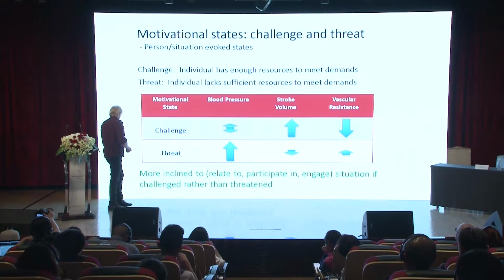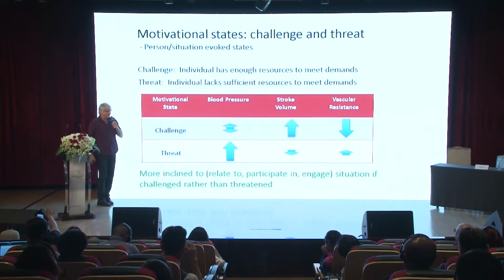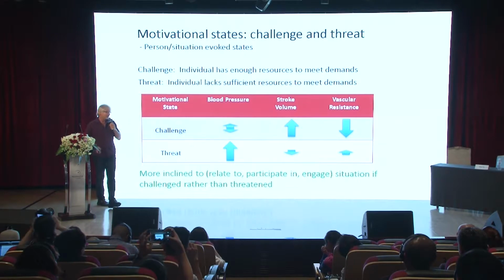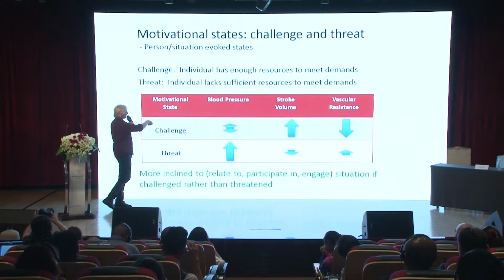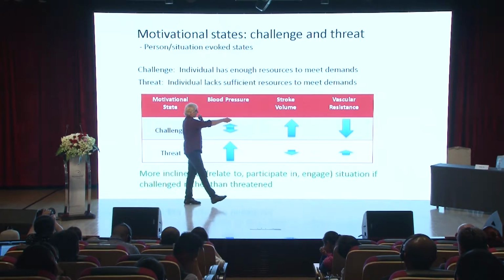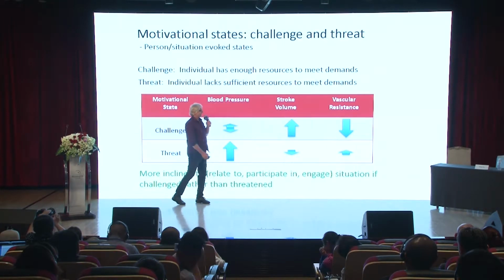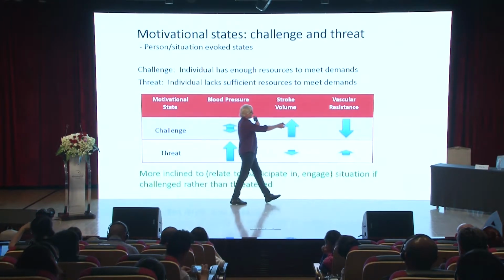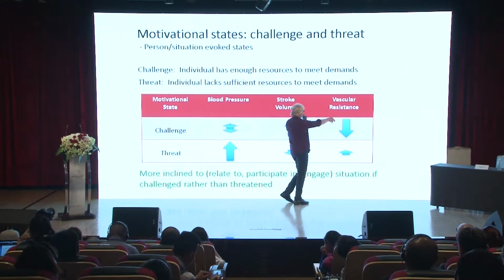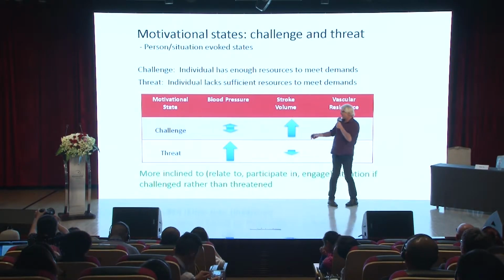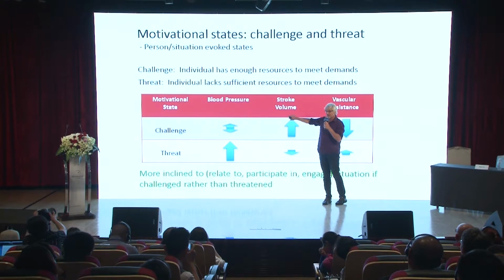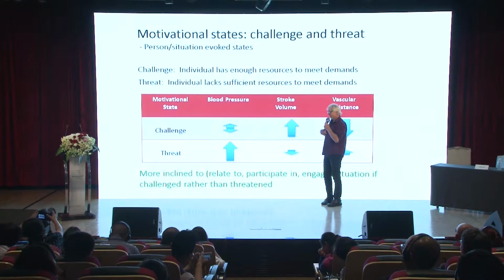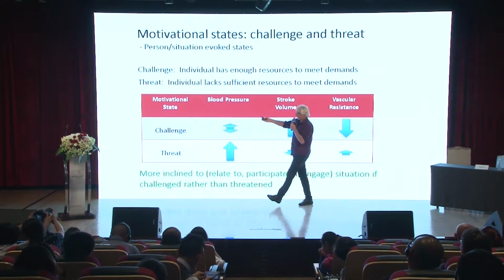And with motivational state, the measures are a little more complex, but they can still be performed non-invasively. In particular, there's 3 that are relevant to classify motivational states. It's blood pressure, stroke volume, and vascular resistance. Vascular resistance is an indication of how easy the blood can flow through your body. And stroke volume is how much blood your heart pumps with each beat, the bolus of blood, which is typically around 100 milliliters per beat. And then blood pressure, we all know about that.